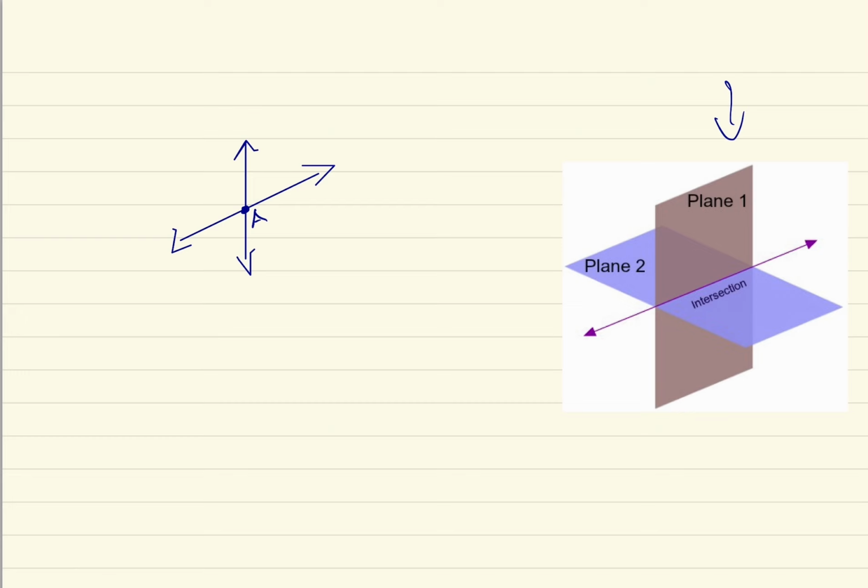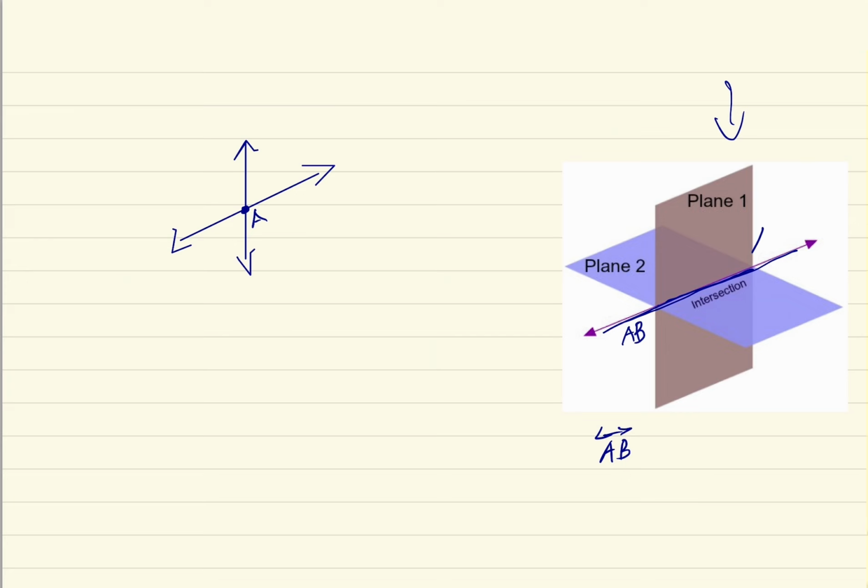Now you can also have two planes that intersect, but in this case they intersect at a line. So you could see here plane 1 and plane 2 intersect at this line right here. You can call this line anything you want. You can call it AB, sort of like this, AB. So you can see these two planes intersect at a line.